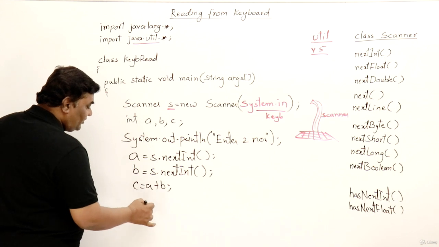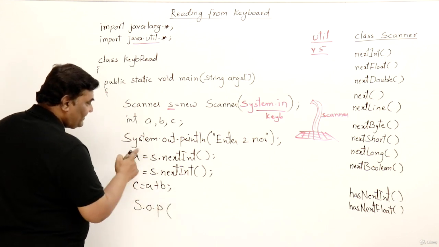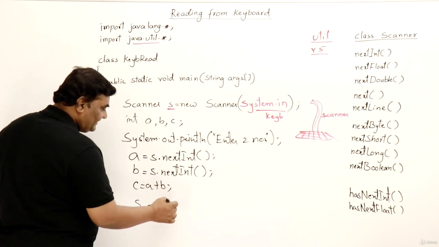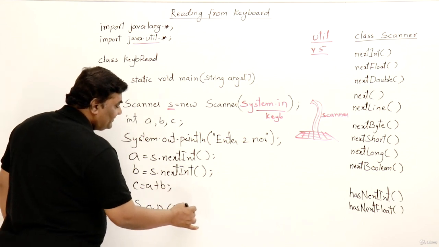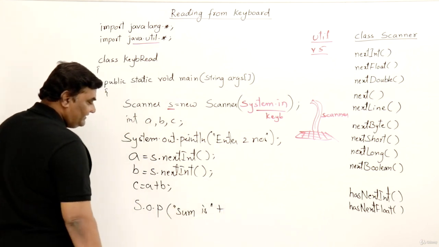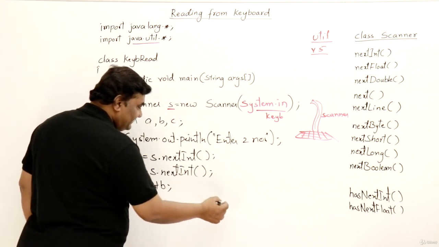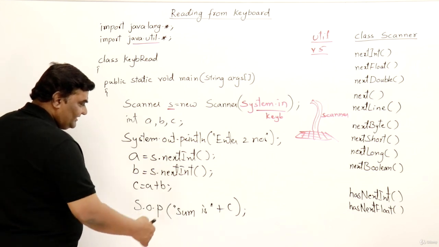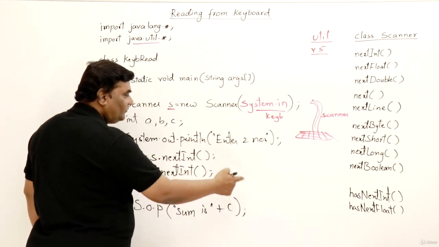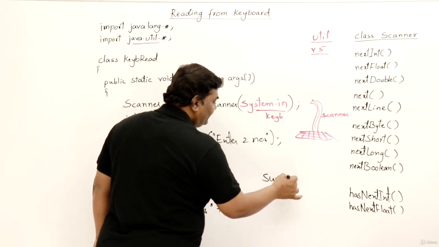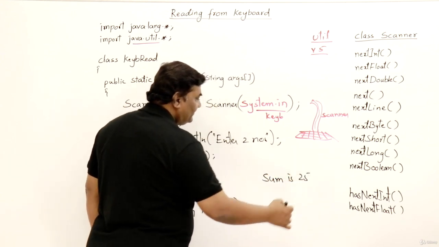Then System.out.println. I am not writing the complete statement, I will write SOP, that is for System.out.println. "Sum of two numbers is", or "Sum is", and now you have to write plus here if you want to concatenate anything. This is the method for displaying. So how will the output come on the screen? Sum is whatever the sum is. Suppose it is 25, you'll get a message like this: Sum is 25.